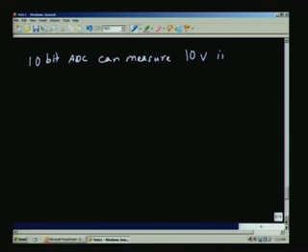That means a 10-bit machine, a 10-bit ADC, can measure 10 volts in steps of 0.01 volts. So, that is the idea.